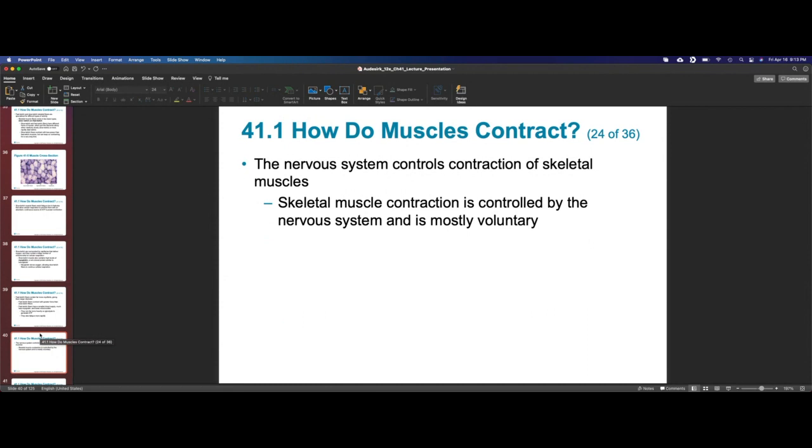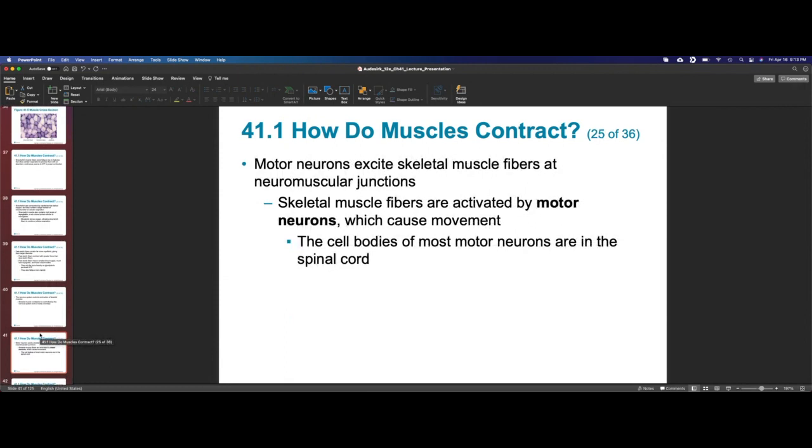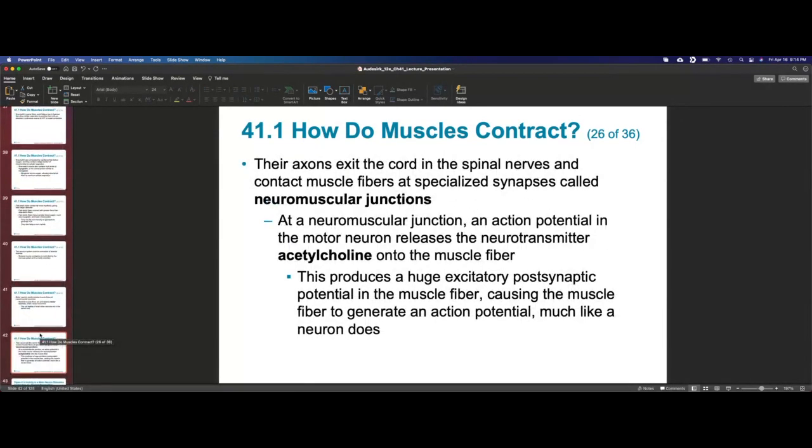So skeletal muscles, those are going to be the ones that are actively under your conscious control, controlled via your nervous system. Specifically, these skeletal muscle fibers are excited by motor neurons. And so these motor neurons are going to originate in the spinal cord, and then their axons are going to be the portion that interfaces with the muscle fibers at the neuromuscular junction.